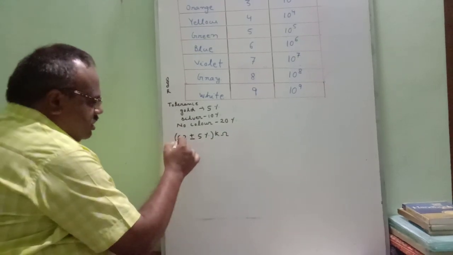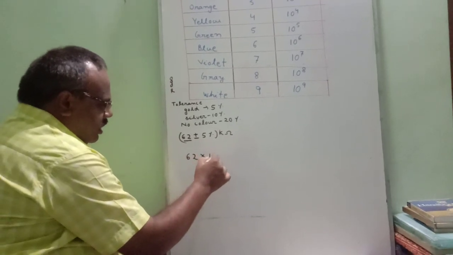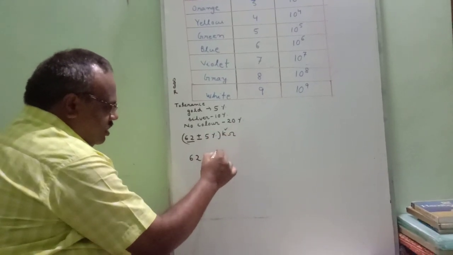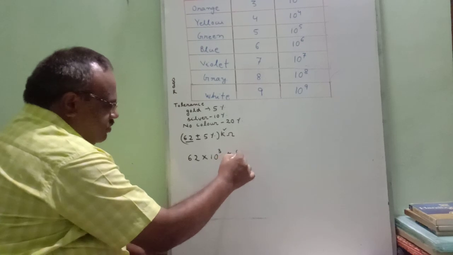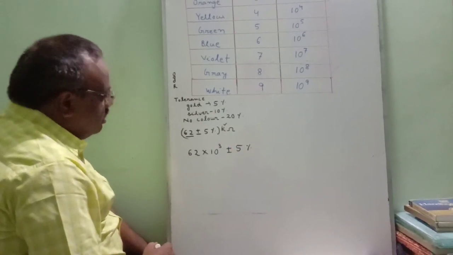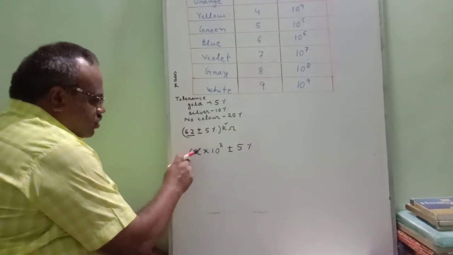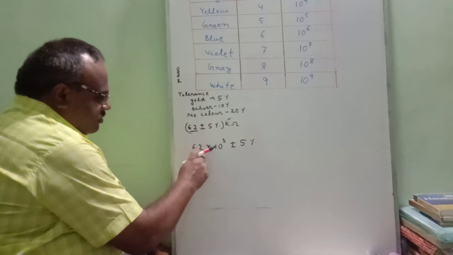It means it is 62. So I am writing 62 into 10 kilo. Kilo means 10 to the power 3, plus minus 5%. So this is the resistance. If this is the resistance, then this is 6 and 2. So these two are the significant figures.